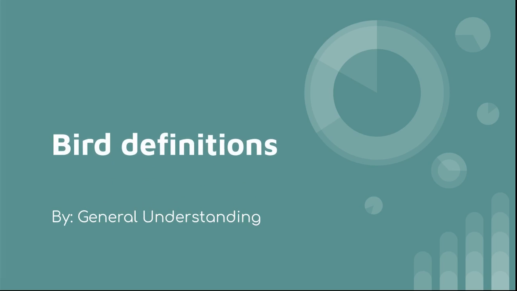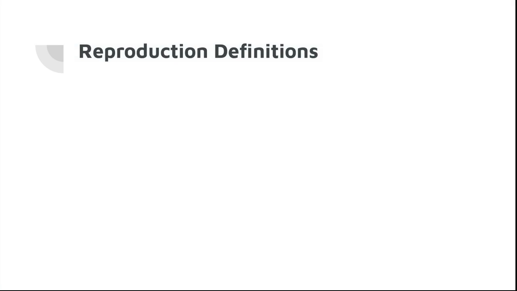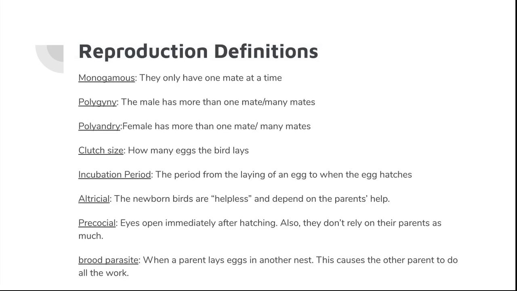Just ignore that. Okay, so we will be talking about the reproduction definitions. The first one is monogamous. This means in the breeding season, they only have one mate at a time. Most birds actually are monogamous on the National Bird List of 2020.